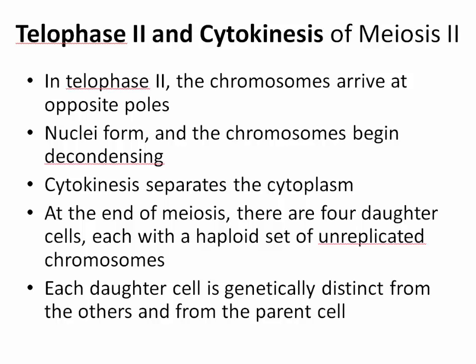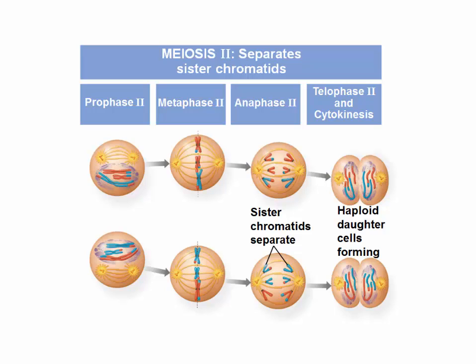And then cytokinesis separates the cytoplasm. At the end of meiosis, there are 4 daughter cells, each with a haploid set of unreplicated chromosomes. Each daughter cell is genetically distinct from the others and from the parent cell. And so here we are with meiosis 2, where the sister chromatids are being separated out. The crossing over has already occurred, and we're now just going to separate them out into gametes or haploid cells.